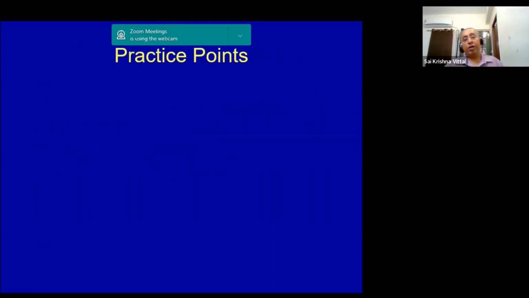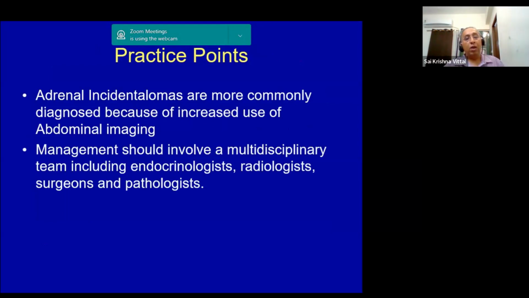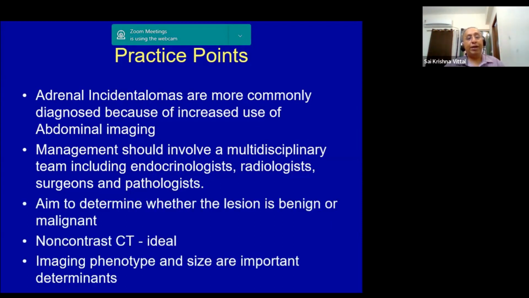I think this is more in tune with our logistics, because this makes sure that we do not unnecessarily waste our logistics. So to conclude, my younger colleagues, some practice points. Adrenal incidentalomas are more commonly diagnosed because of increased use of abdominal imaging. Management should involve an MDT, which includes endocrinologists, radiologists, surgeons, and pathologists. We surgeons should not think we know it all. I think when it comes to incidentaloma, it should be an MDT decision.